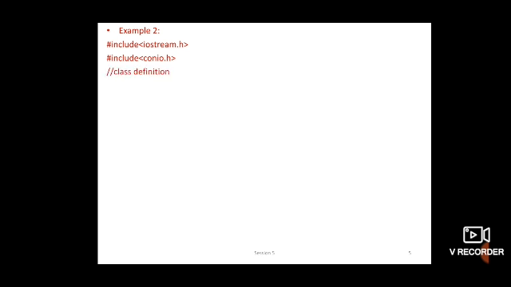Include both files, then again class definition, not declaration. Now see, suppose atom is a class name, class is a keyword. So in this atom class, begin public. Under the public access specifier, two variables are declared, int num and int cost, and then one member function is defined in the atom class.